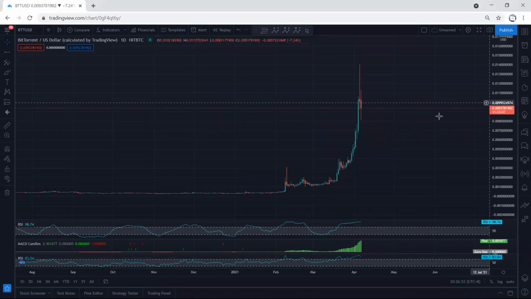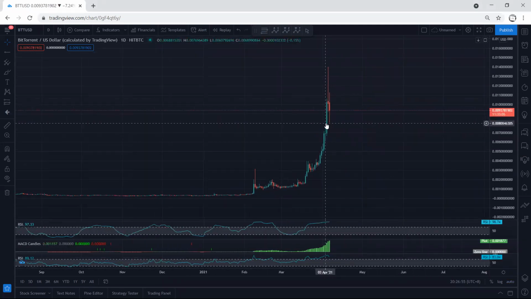Even in our analysis, we mentioned that based on the higher time frame, price is at the top. That's why I kept mentioning we have to manage our trades. As we can see, after we get this sharp move, the price simply reversed. Now we want to see what we get here.